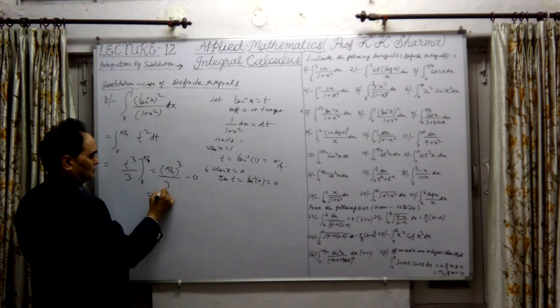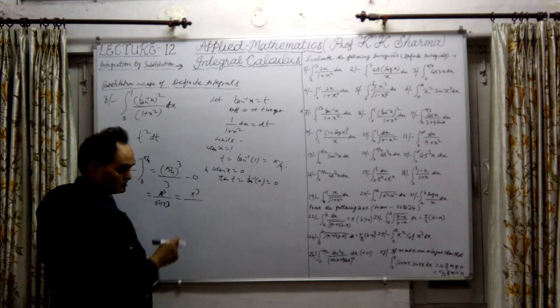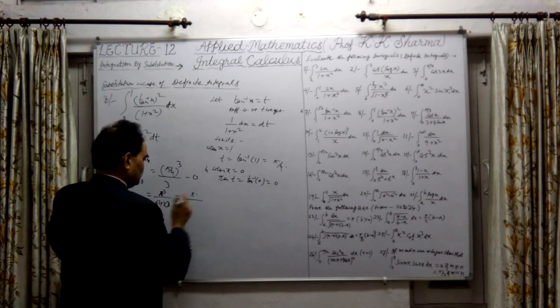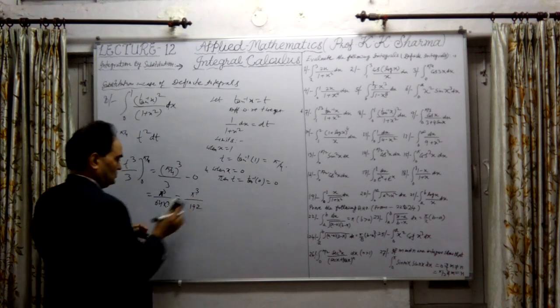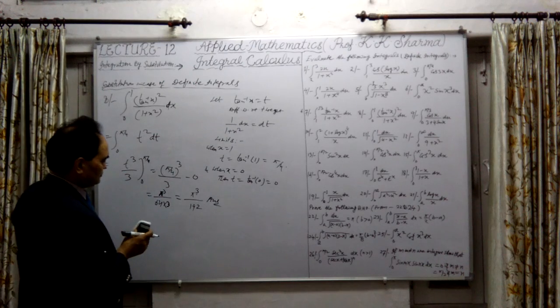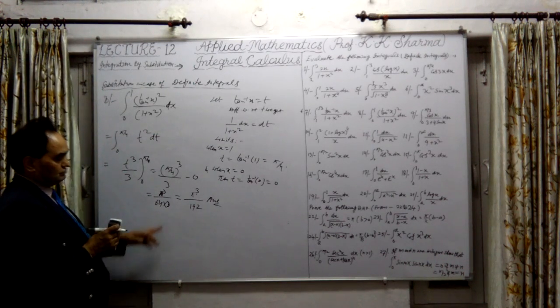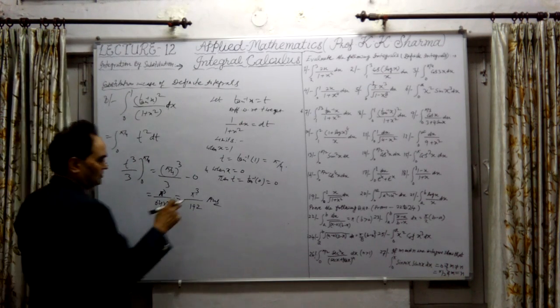This is pi cube upon 4 into 4 into 4, 3 times, that means 64. 64 into 3. 4 to the 16, 16 to the 64. So this is pi cube upon 3 into 64. 3 4 is 12, 1 carry, 3 6 is 18, 19, 192. The final answer is pi cube upon 192. This is the answer here.